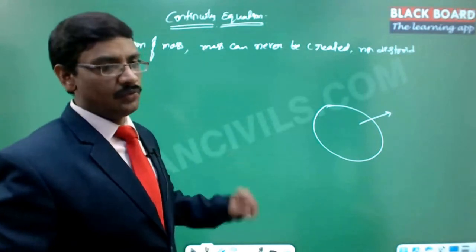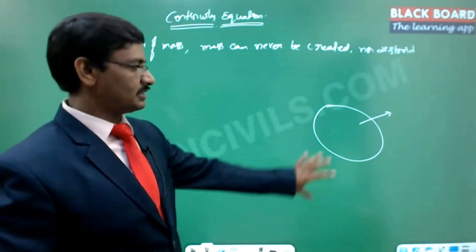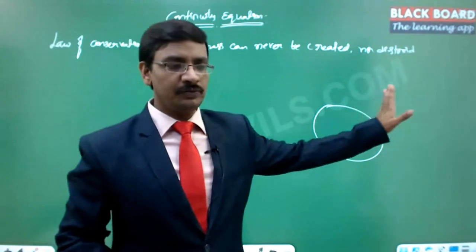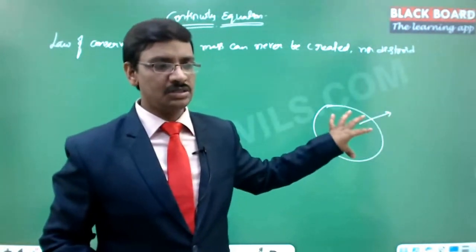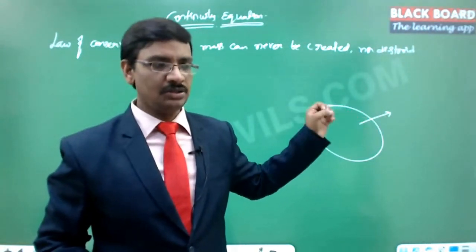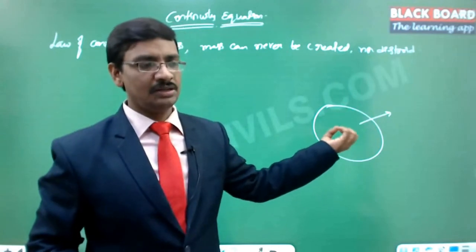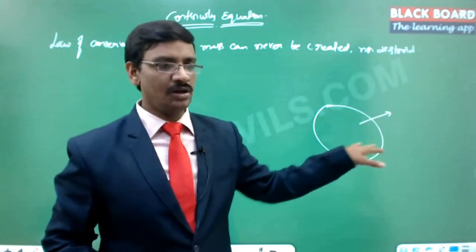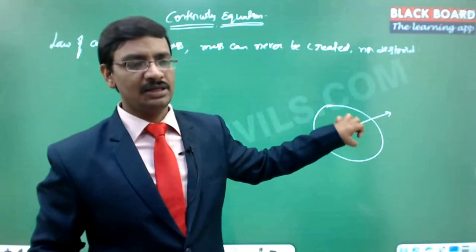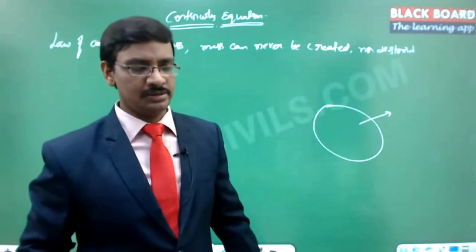Now mathematically how it can be expressed, that is the question. Common sense says that the amount of outgoing flow is equal to the reduced amount of the flow within this. Or if the water is coming into this, then the amount of water crossing this particular sphere is exactly the incremented volume of this sphere, obviously.